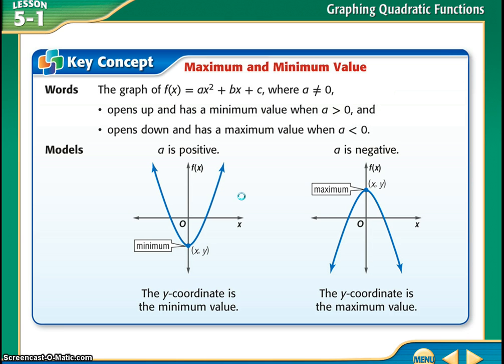Alright, we also have a maximum and a minimum. That's referring to our vertex. Our axis of symmetry is referring to an x value, and generally when we talk about a max or a min, we're referring to the y value. We want to know how high or how low.